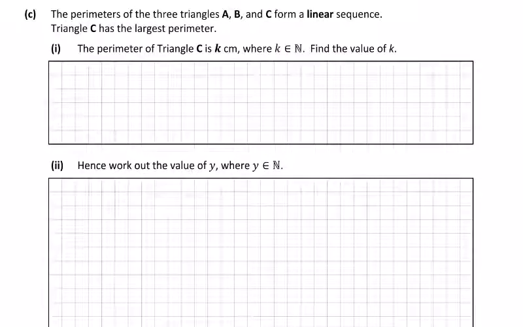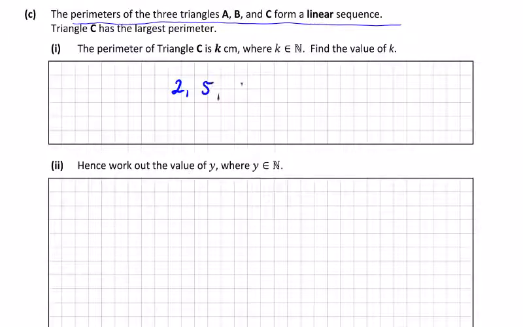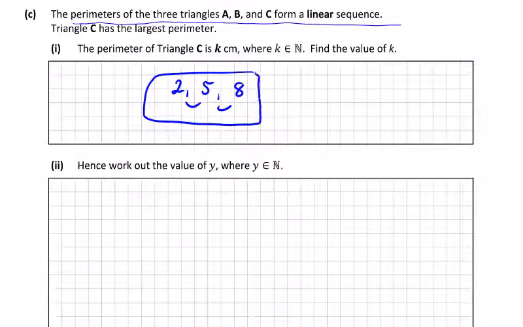So the new junior cert running mixed topics. The perimeters of A, B and C form a linear sequence. An example of a linear sequence, 2, 5, 8, the same difference all the way along. So just if you think about what a linear sequence is, jot it down to the side. We're told triangle C has the largest, and the perimeter of triangle C is k centimeters. Find the value of k.